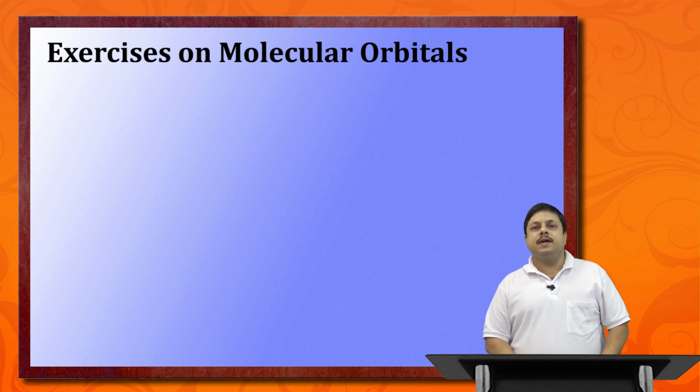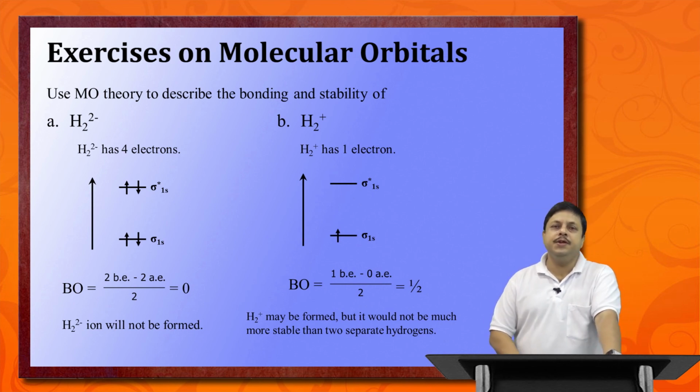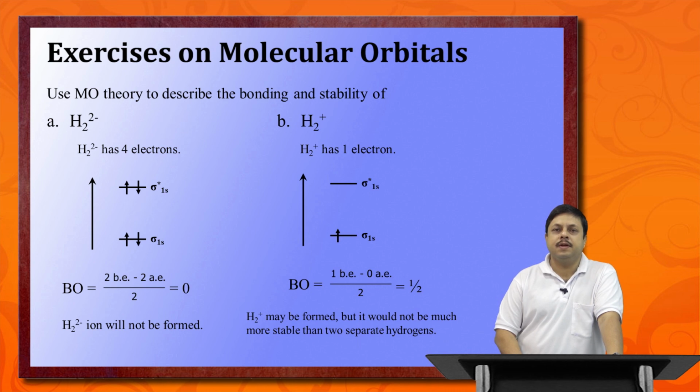It has been said to use the MO theory to describe the bonding and stability of two molecules, H2 and H2+. The first system has 4 electrons, and this is the molecular orbital diagram. The bond order is 0, so it won't be formed. In case of H2+, it has 1 electron. It will be residing in the bonding molecular orbital, so it will have a bond order of half, so it will be formed.